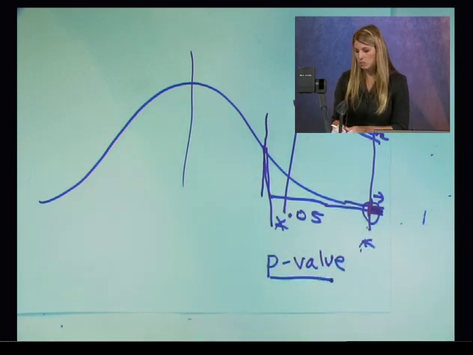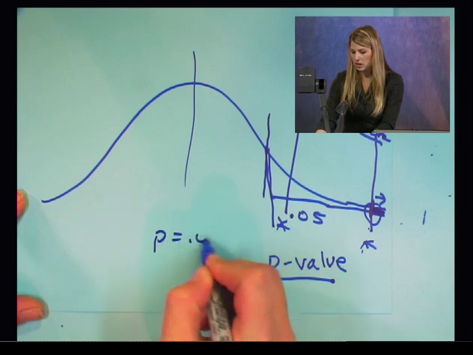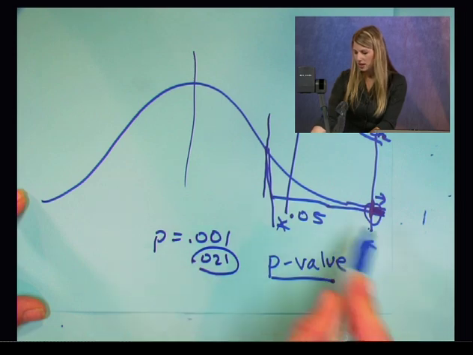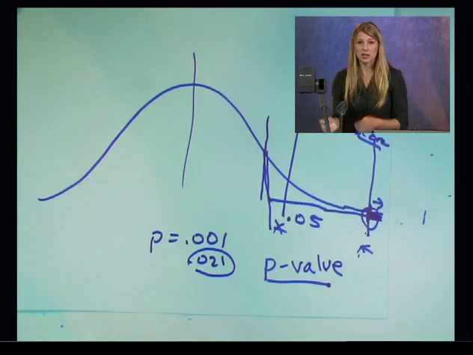So a lot of times they'll list the p-value. They'll say p equals 0.001 or 0.021, and that way you know exactly how much area was left beyond the statistic.